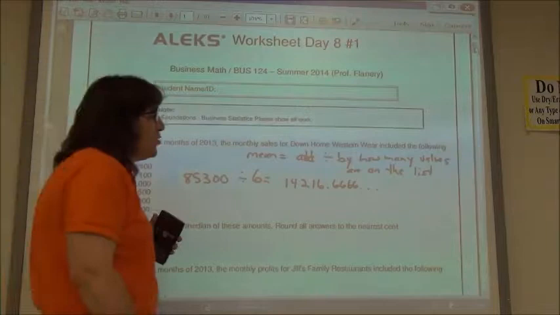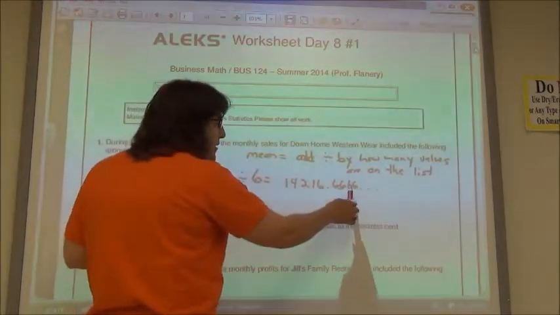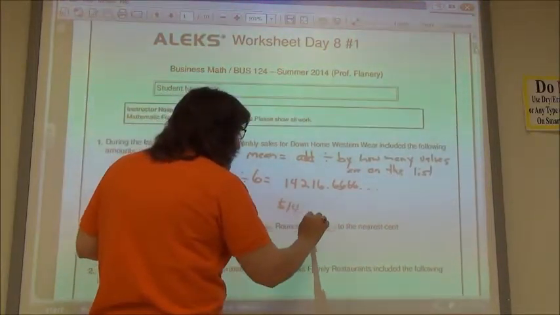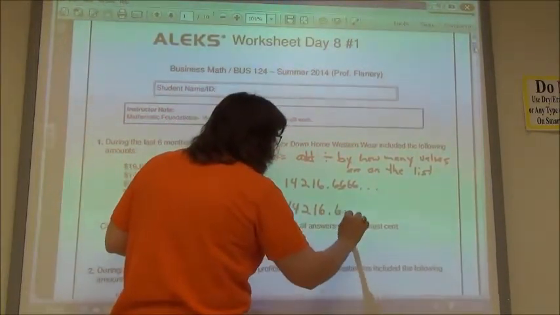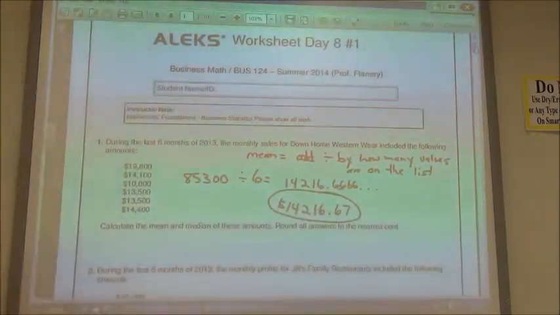So when I round that to the nearest cent, I want to go 1 or 2 places after the decimal. There's a 6 behind that, so I have to round it to 7. So $14,216.67 would be what my mean is to the nearest cent.